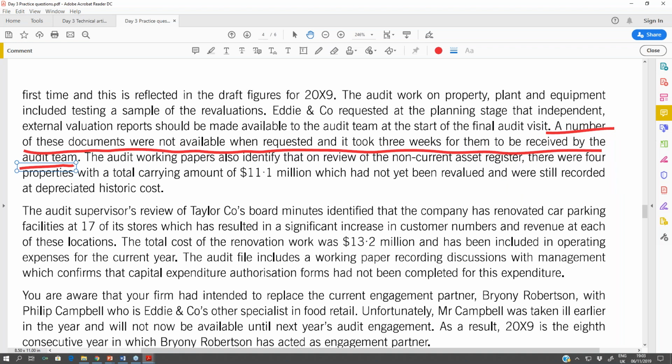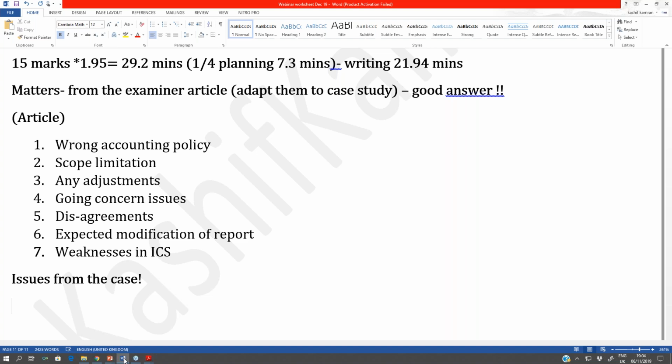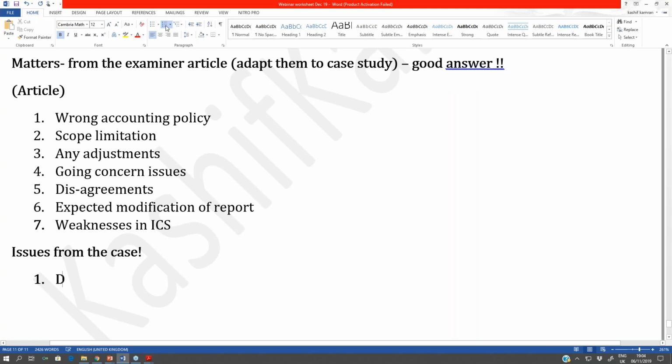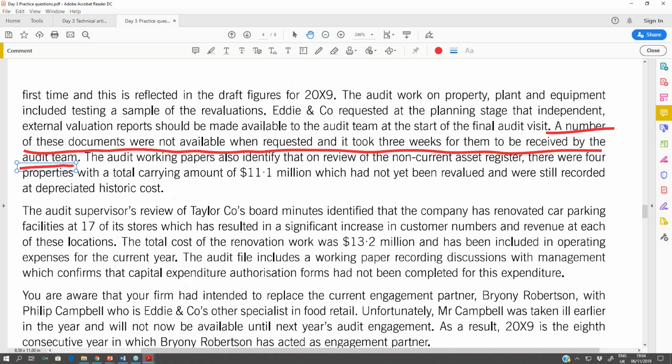This must have resulted in a delay of the audit, or in inefficiency of the audit. Do you all believe that a number of documents which were requested almost took 3 weeks to be received? Should this be taken as the first issue? Now let's find the issues from the case. The issue from the case, number one, I'm making just a sketch answer. The first issue we got from the case is that the documents requested from the management almost took 3 weeks to be received by the audit team.